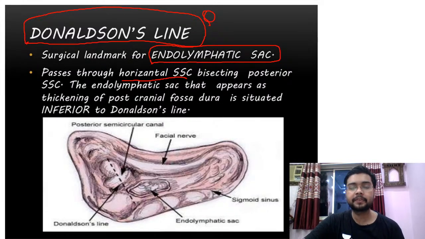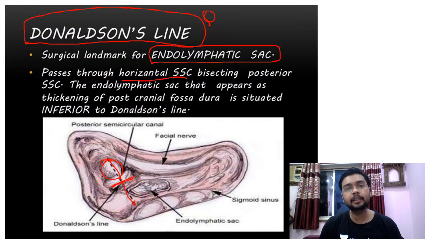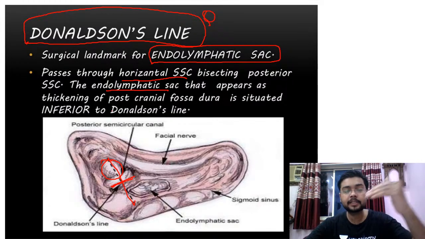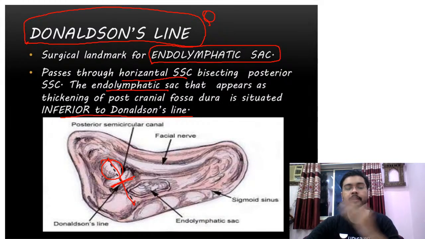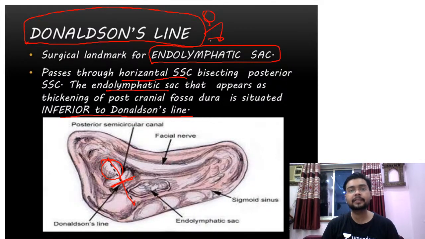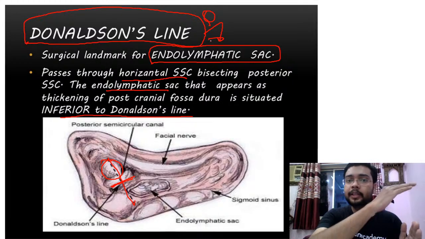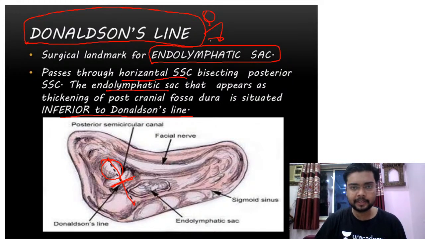Now if you see this picture of the cortical mastoidectomy done, here you can see your lateral semicircular canal, right? So this line is along the lateral semicircular canal and perpendicular to, or bisecting, the posterior semicircular canal. So how will this line help? The endolymphatic sac is just inferior to this Donaldson line. So if you open the bone and the dura below this line, you will get the endolymphatic sac. So just remember the surgical landmark for the endolymphatic sac is Donaldson line, which passes along the horizontal semicircular canal, bisecting the posterior semicircular canal, right?